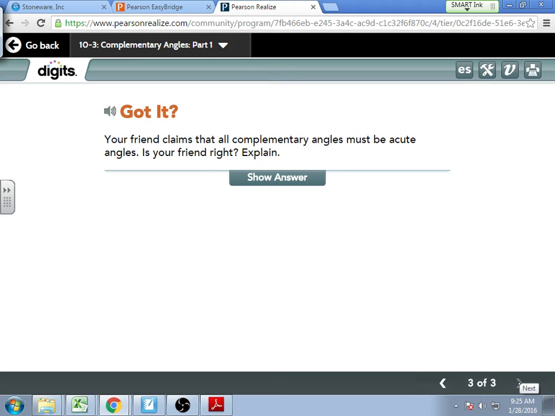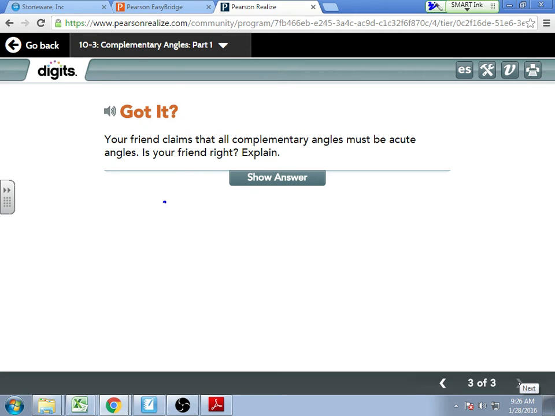Your friend claims that all complementary angles, so each angle that is used in the pair, must be acute. Are they right? Trina, what do you think? I don't get it. I would think that they're right, maybe because since it has to equal 90, anything less than 90 is an acute angle.